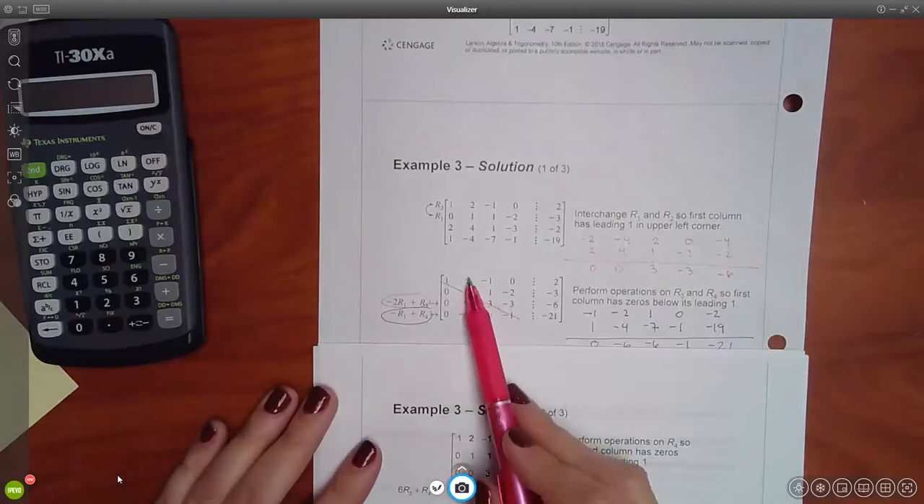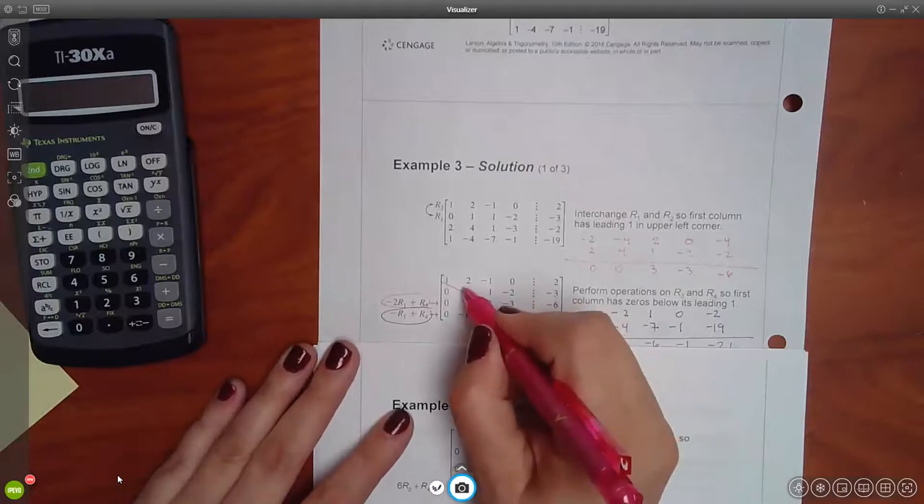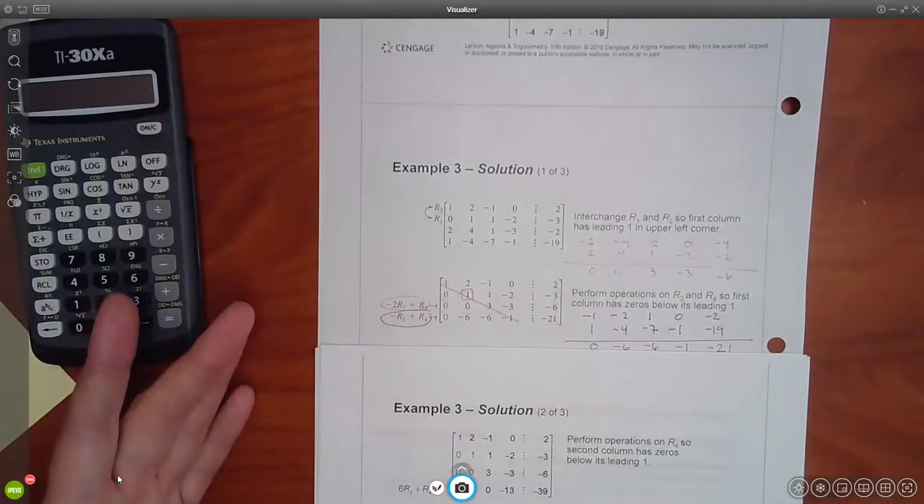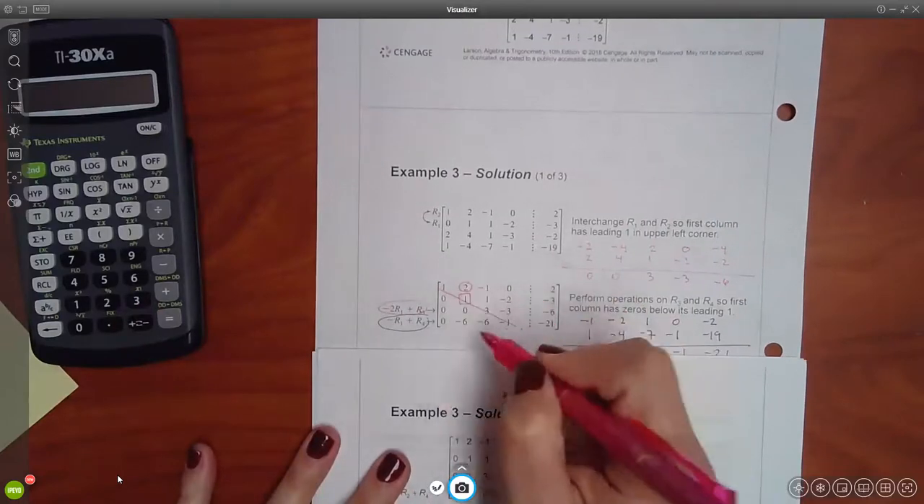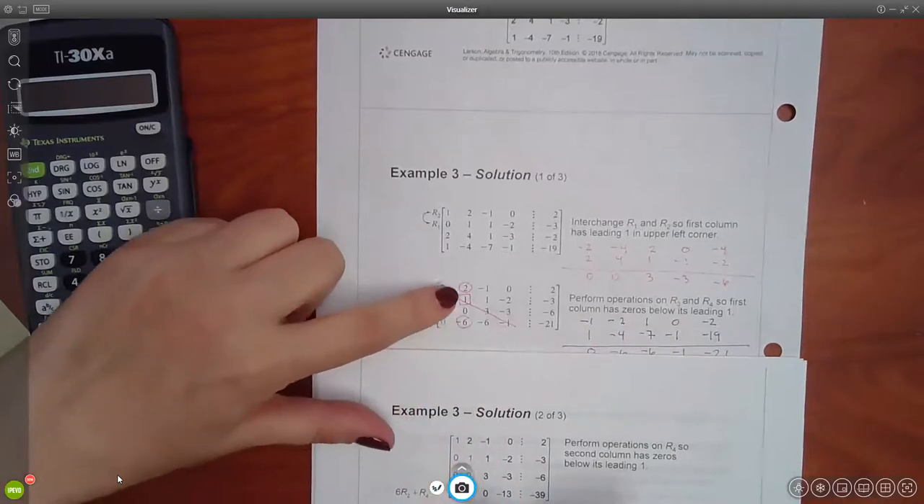Then you move over to the second column. I want to make this guy a one. But it's already a one, isn't it? So I don't need to do anything to it. I don't have to make it a one. It's good to go. However, I need to use that second row to turn this into a zero and to turn that into the zero. The other guy's already a zero, right? So let's think about it.